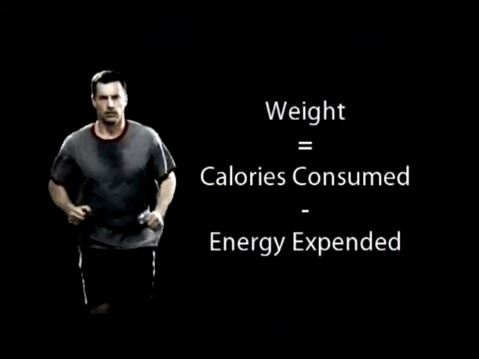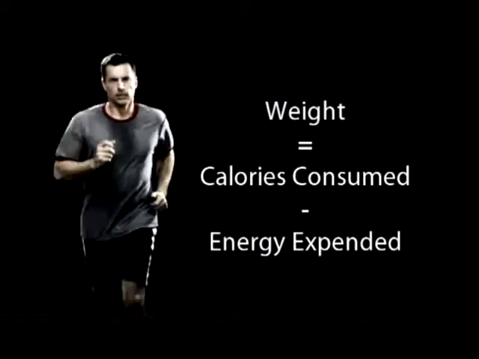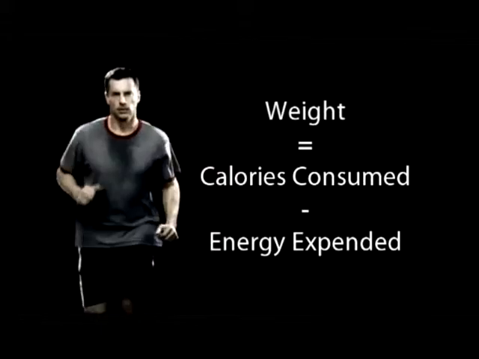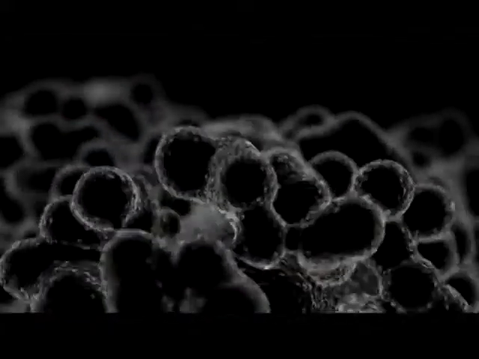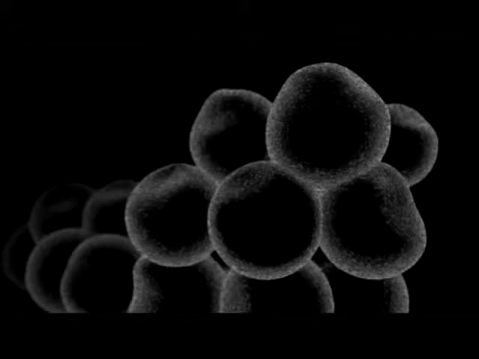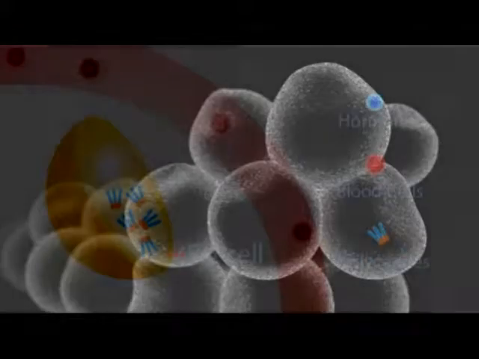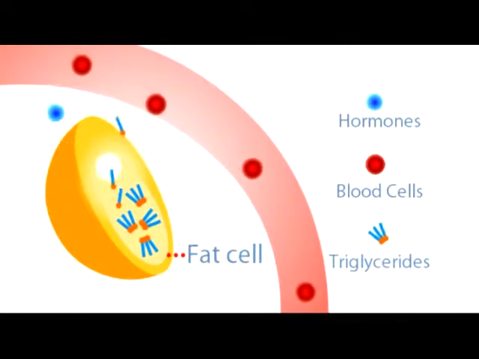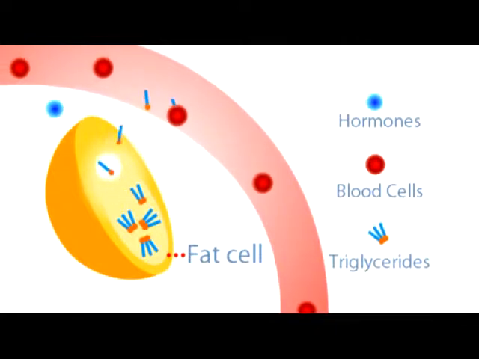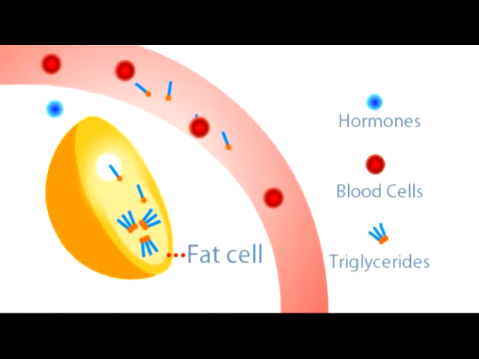Your weight is determined by the number of calories you consume minus the energy you expend. Remember that as your body breaks down fat, the number of fat cells remains the same, while each fat cell simply gets smaller. When hormones signal the need for energy, fatty acids and glycerol are released from triglycerides stored in the fat cells and are delivered throughout the body.